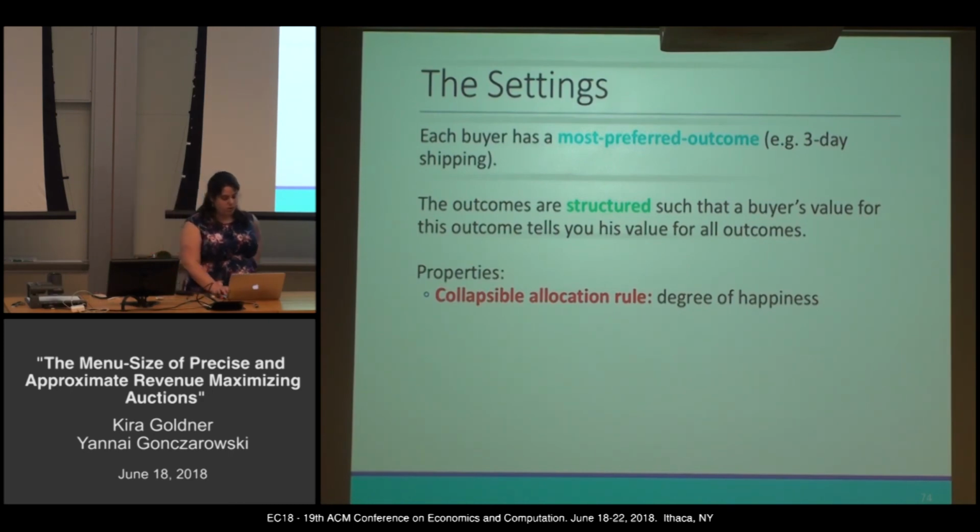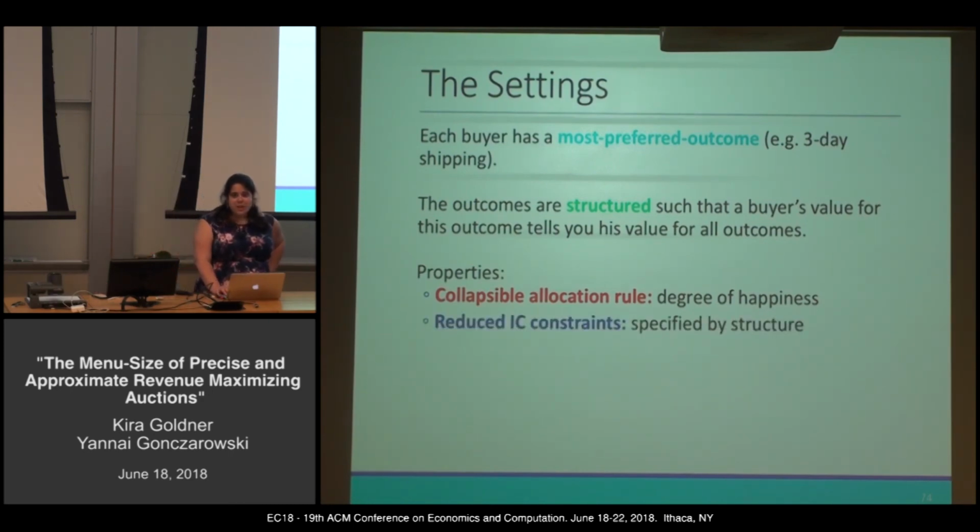Okay? This also means that I have these reduced IC constraints. I'm only worrying about whether you prefer the next immediately preferable thing, which really helps reduce the dual and lets us talk about what's going on in duality.